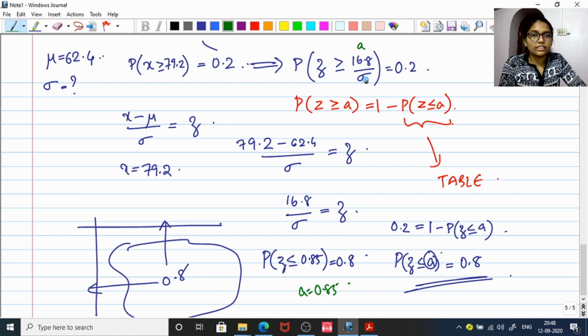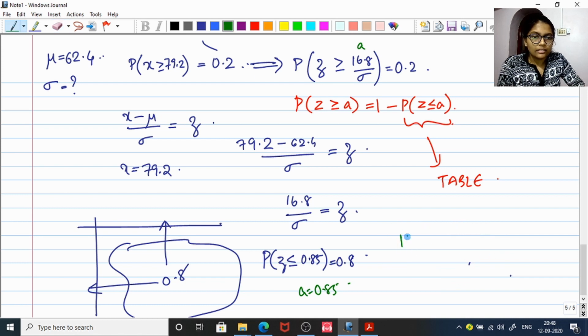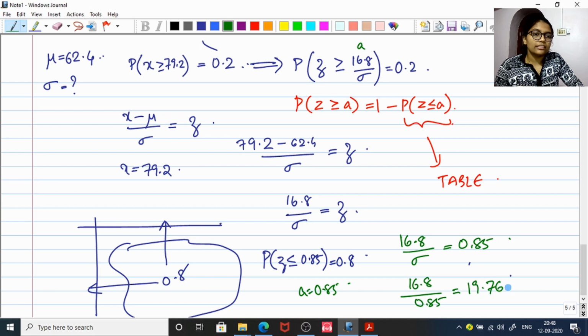0.85 is equal to 16.8 divided by sigma. Then it is like 16.8 divided by sigma is equal to 0.85. Now substitute and find the value for sigma, or the standard deviation. Answer is about 19.76, that is your standard deviation value.